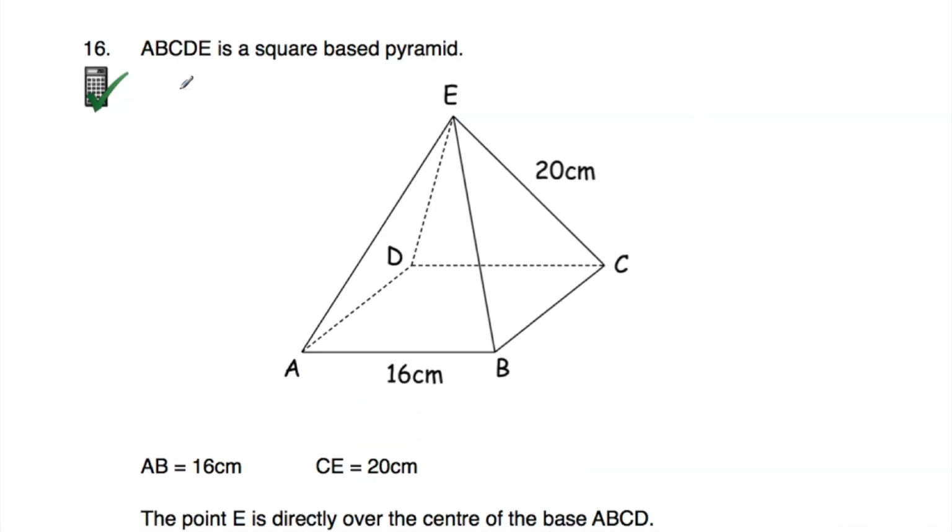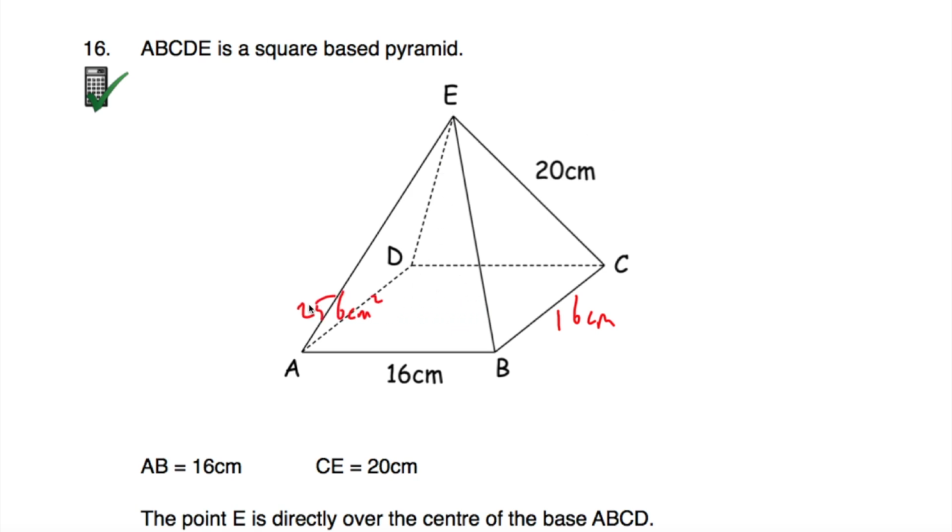Okay, so question number 16 says that ABCDE is a square-based pyramid. Square-based pyramid, so if that's 16, that's 16. And 16 times 16 is 256 centimeters squared. I'm just getting the area of the base straight away. Okay, and then we're told that AB is 16 centimeters, that CE, that diagonal there, is equal to 20 centimeters. And then the point E is directly above the center of the base of the pyramid.